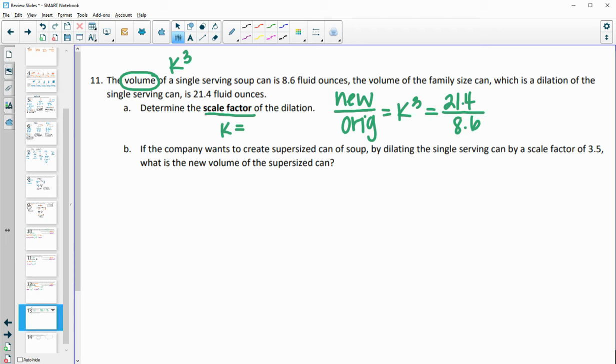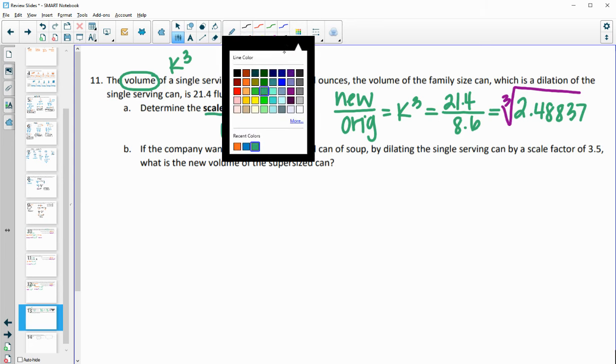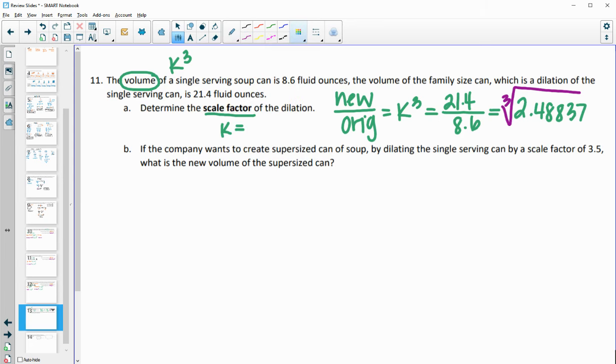So when we do 21.4 divided by 8.6, we get some long decimal of like 2.48837. Now you're going to want to cube root this so you can get down to just K. So cube root that in your calculator, and you'll end up with a K value of 1.36 if we round to 2 decimal places. So this is your volume factor, and then you have to cube root it to get your scale factor.